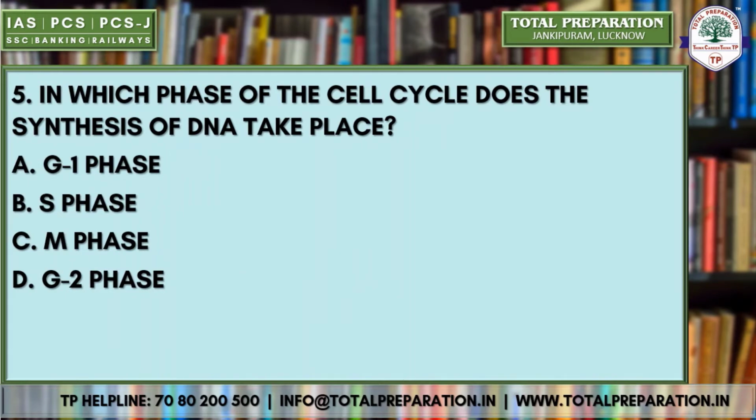So our fifth question is, in which phase of the cell cycle does the synthesis of DNA take place? The first option is G1 phase, the second option is S phase, option third is M phase, and option D is G2 phase. The correct answer to this question is S phase, which is also known as the synthesis phase.